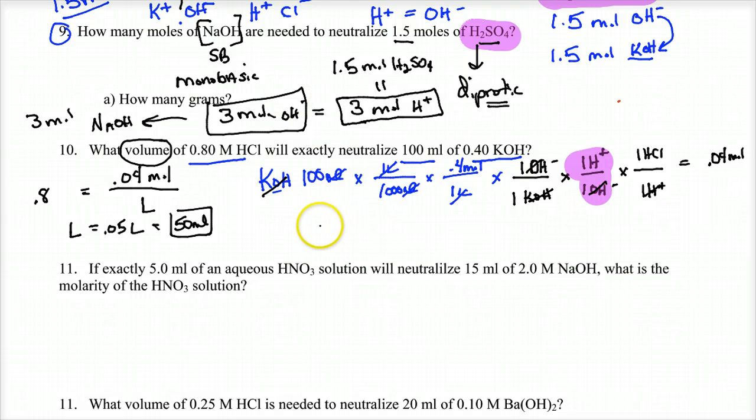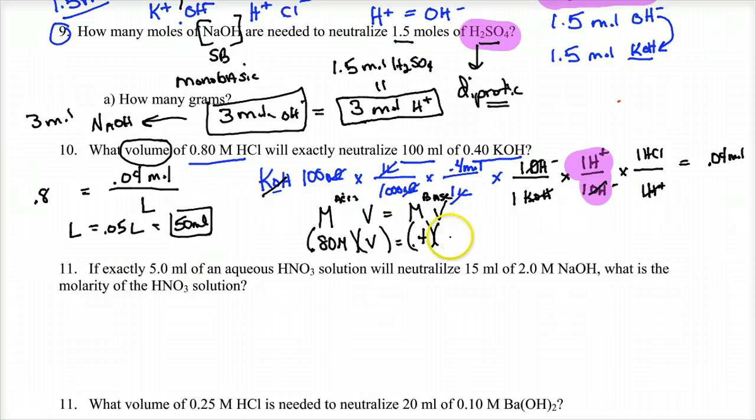So we have MV of, let's say, the acid equals MV of the base. The acid's molarity is 0.8. The volume is our unknown. The molarity is 0.4. And the volume is 100 milliliters. Solve for your unknown.